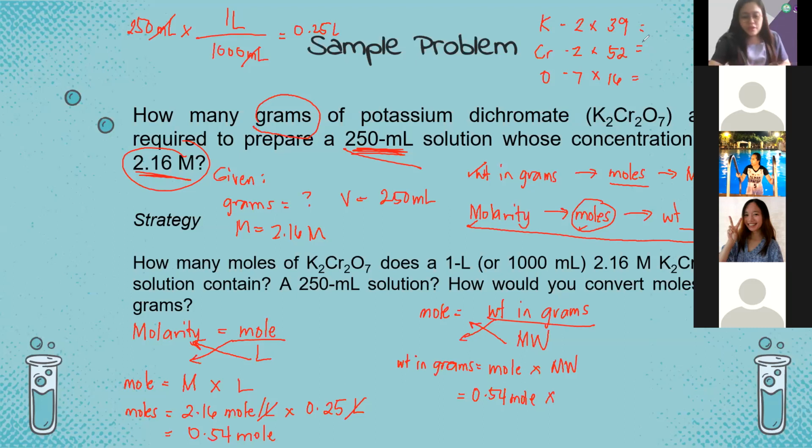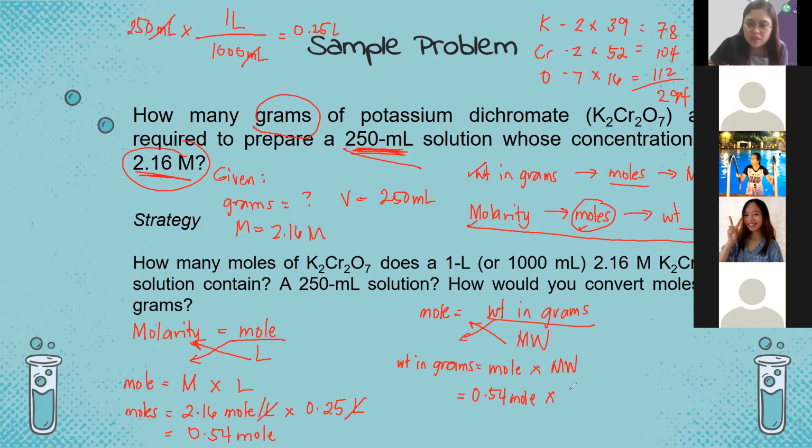So let us compute. 39 times 2 is 78. And then 52 times 2 is, syempre, 104. And then 7 times 16 is 112. And then we will be adding everything. We'll get the sum. So 78 plus 104 plus 112 is 294. Unit for this, grams per mole. So now we have the computed molecular weight.